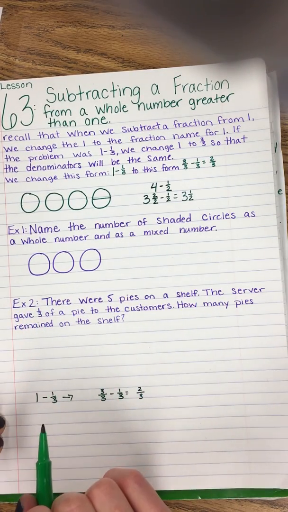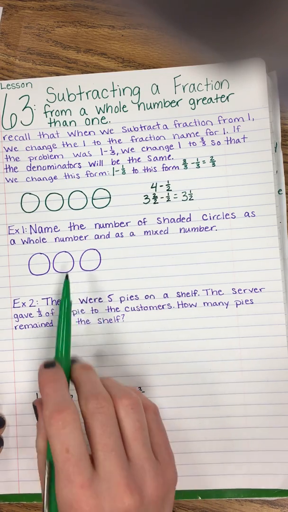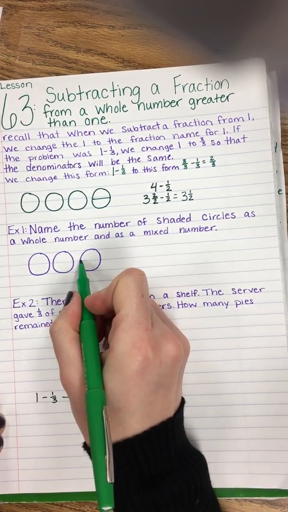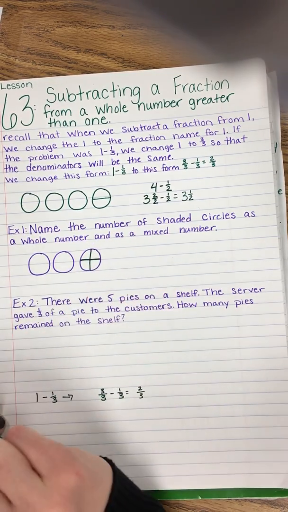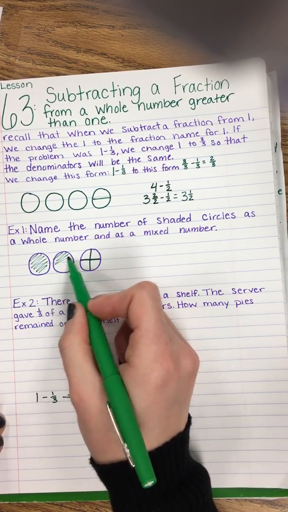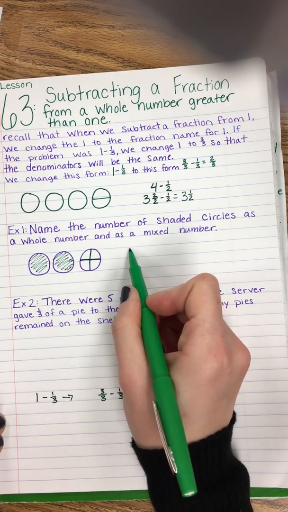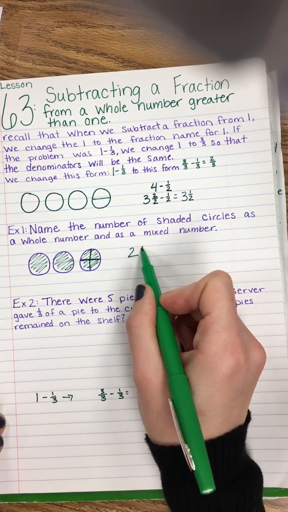Example 1. Name the number of shaded circles as a whole number and as a mixed number. So we have 3 circles, and now I'm going to change this one to be into fourths. So our shaded circles are 1, 2 wholes, and 4 fourths.